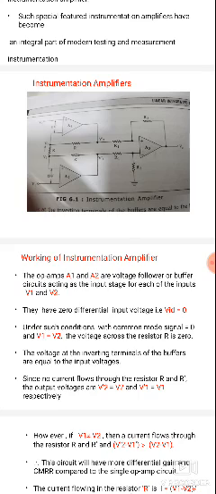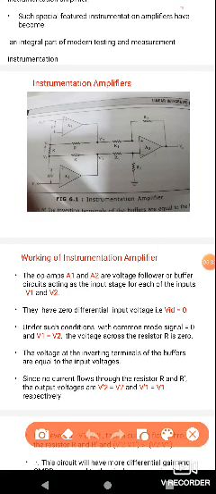So this is the block diagram of an instrumentation amplifier. It consists of three op amps: the A1 op amp, the A2 op amp, and the A3 op amp. And it contains resistors. The A1 op amp input is V2 and the A2 op amp input is V1.